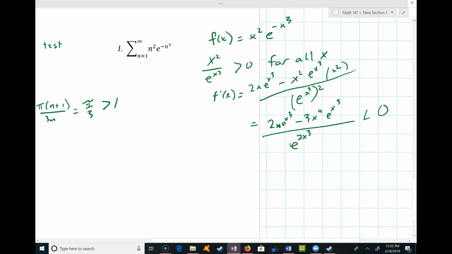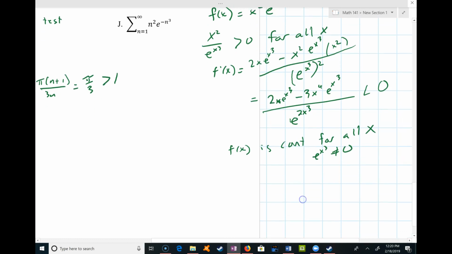And then finally we need to show that f of x is continuous for all x. It's continuous for all x because e to the x cubed is never 0. Okay, so now we just got to take the integral. First of all, I have to take the limit as b approaches infinity of the integral from 1 to b of x squared e to the negative x cubed dx.